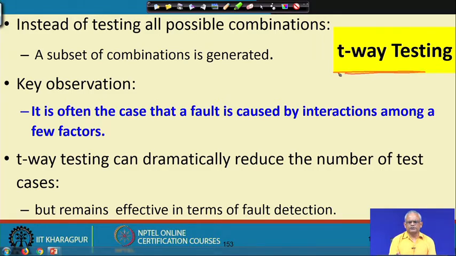And if we consider all possible t combinations among the inputs, then we can dramatically reduce the number of test cases, and still we will have effective bug detection even with a very reduced number of test cases. Let us discuss this idea further.